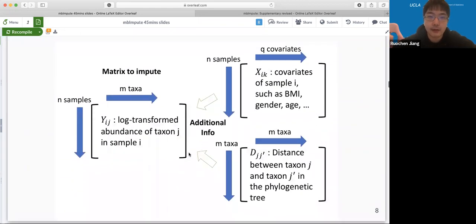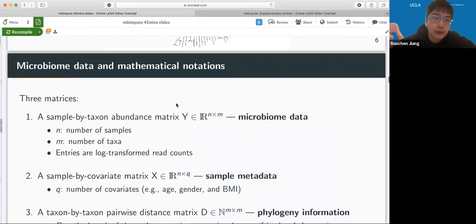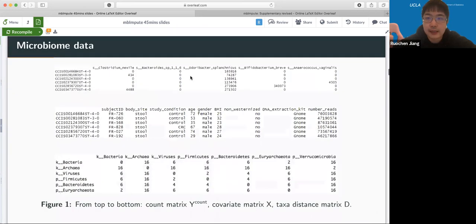Here is again a diagram that illustrates what we want to do. The matrix to impute is basically the log transformed abundance matrix. We want to leverage the information from the sample covariates and the taxa phylogeny distance. We want to use these 2 pieces of information to impute and fill in the zeros in the taxa in the sequencing data. And if we look back at the sequencing data, we can see that there are already a lot of zeros here.